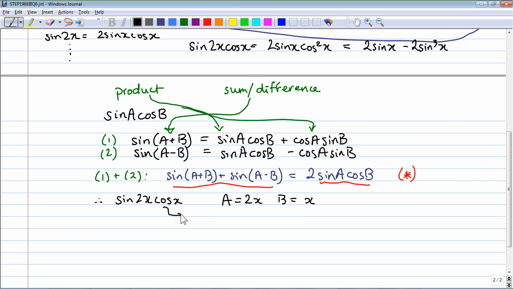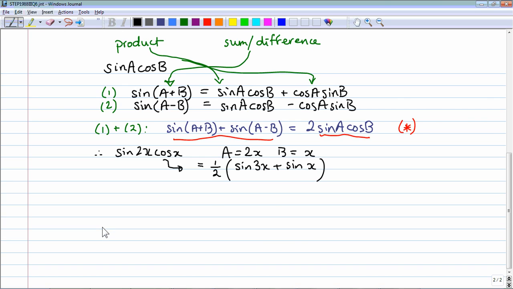So therefore sine 2x cos x is equal, now we have a 2 here so we need a half, is equal to 1/2 of sine of A plus B, so that's sine of 3x, plus the sine of A minus B, that's the sine of 2x minus x, that's the sine of x. So now we see that rewriting f of x in this form is obviously a good idea.